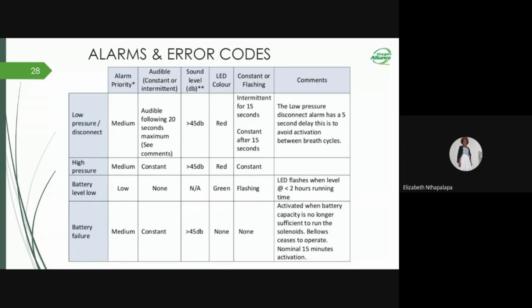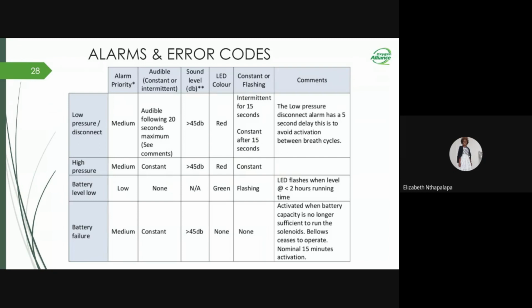And finally, with the battery failure, we know the alarm or error code by just a constant audible sound, and there is no LED showing any indication. The battery failure is activated when the battery capacity is no longer sufficient to run the solenoids. And when that happens, the bellows also cease to operate.